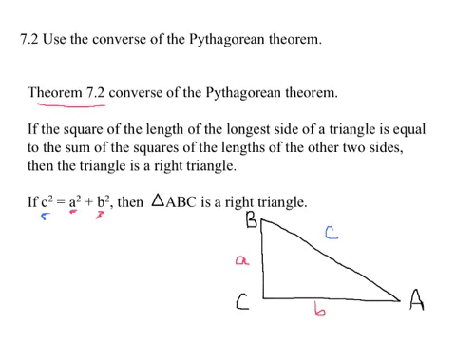If the square of the length of the longest side of the triangle is equal to the sum of the squares of the lengths of the other two sides, then the triangle is a right triangle. Basically, you're going backwards. If c squared equals a squared plus b squared, then ABC is a right triangle.